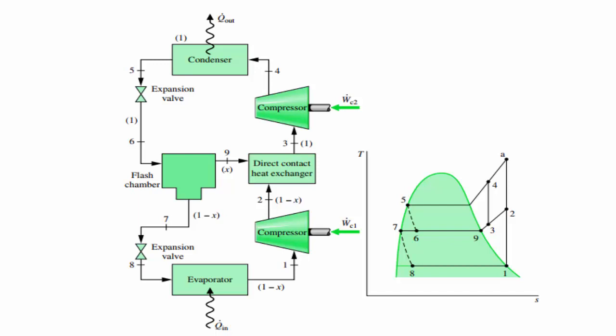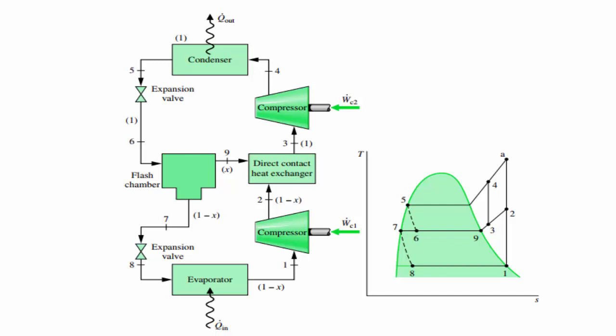So this multi-stage cycle starts from the evaporator as the refrigerant flows through the evaporator, and then goes into the compressor, then into the direct contact heat exchanger, and again into the compressor of the second stage, and then into the condenser, and from there it enters the first expansion valve, and then into the flash chamber, and from there into the second expansion valve, and then again into the evaporator.